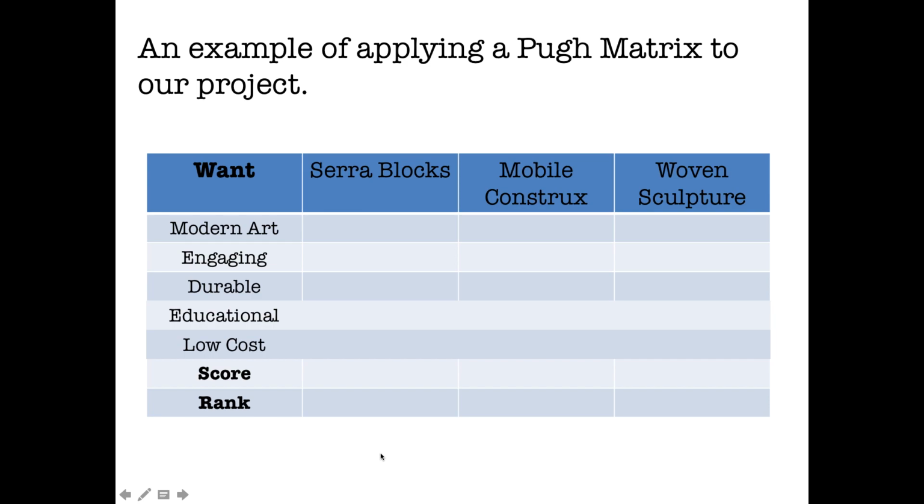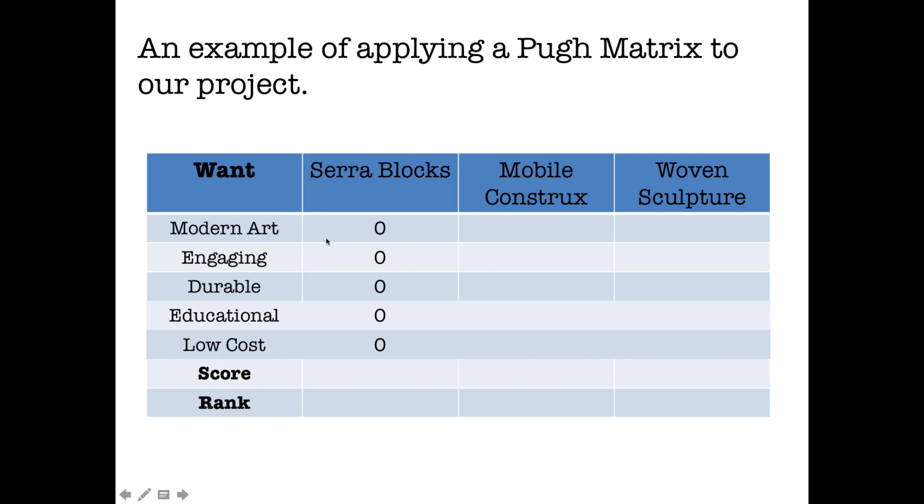So let's see how this works with our project, which is the Modern Art Construction Toy Set. Okay, so first I'm gonna select one of these concepts to be my reference. I'm gonna pick Sarah Blocks. It could be any of these three. It doesn't matter. Okay, I could pick Mobile Constructs or the Woven Sculpture, but I'm picking Sarah Blocks. So now I'm comparing everything to the Sarah Blocks, right?